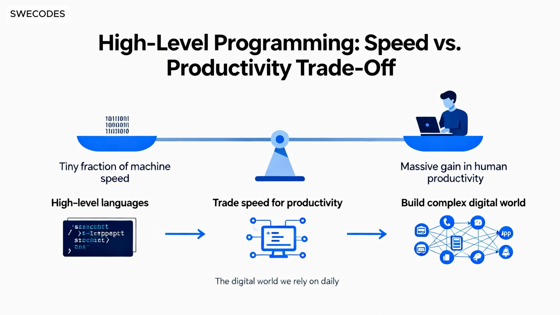Today, almost all programs are written in high-level languages. We've made a fundamental choice. We trade a tiny, often unnoticeable fraction of machine speed for a massive gain in human productivity. And that is what allows us to build the complex, powerful, and amazing digital world we rely on every single day.